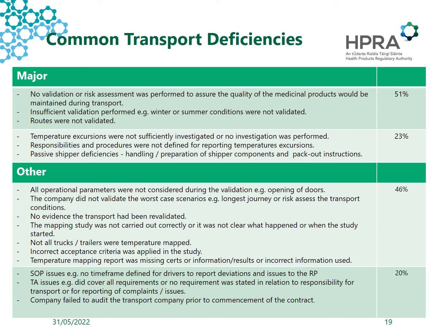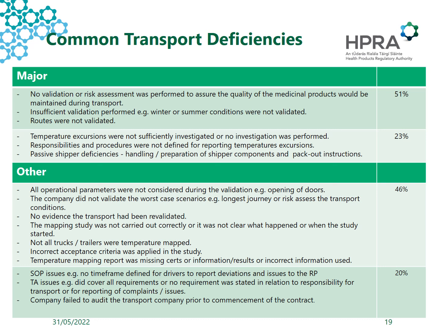Here are some common transport deficiencies. Some examples of major deficiencies are no validation or risk assessment was performed to assure the quality of the medicinal products will be maintained during transport, insufficient validation performed, or routes were not validated. Deficiencies of this type were seen in 51% of the major deficiencies given against transportation.